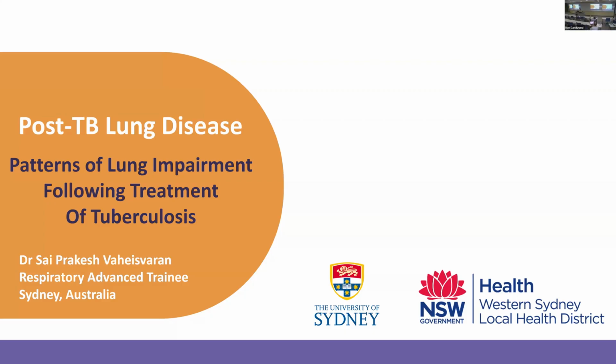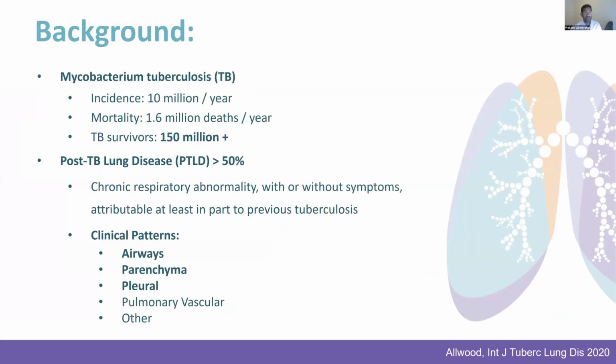Yes. Brilliant. Well, good morning from Australia, and thank you so much for this opportunity to present our research from Sydney on the spirometric and oscillometry patterns of post-TB lung impairment following treatment of pulmonary and pleural TB. Tuberculosis is an airborne infectious disease caused by Mycobacterium tuberculosis. It has a global incidence of about 10 million cases per year, and it remains the leading infectious cause of death worldwide, accounting for over 1.6 million deaths each year.